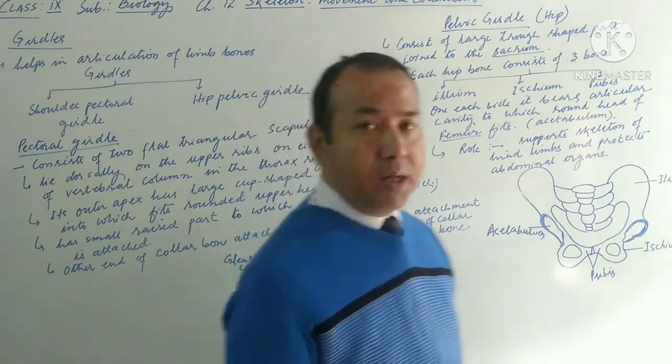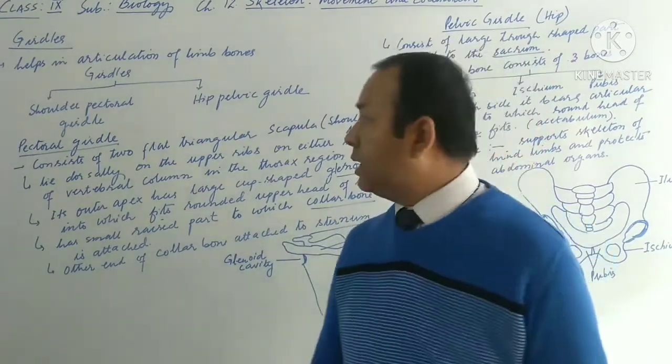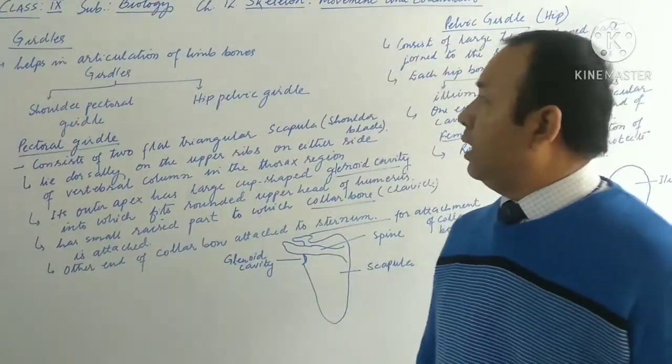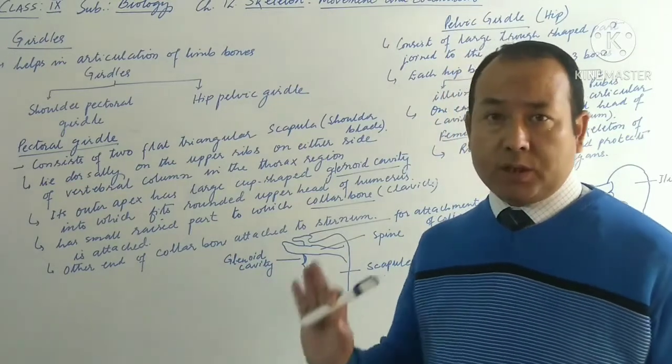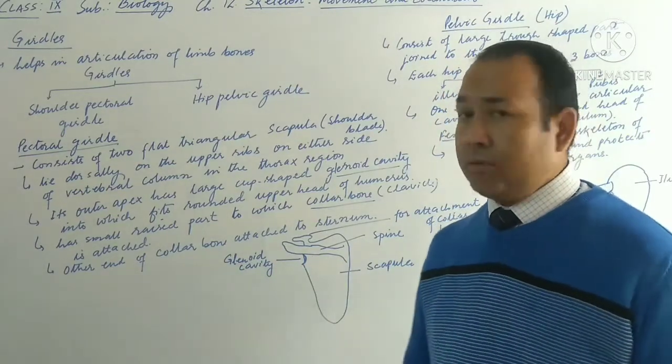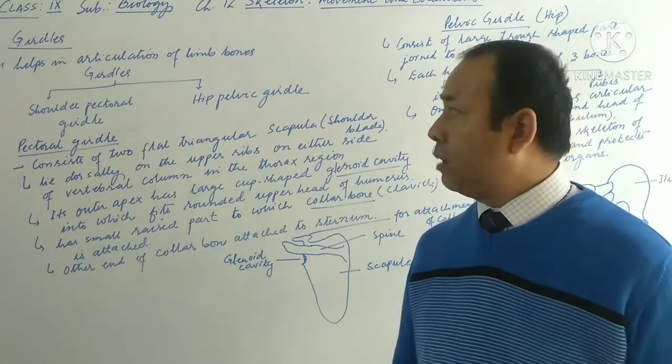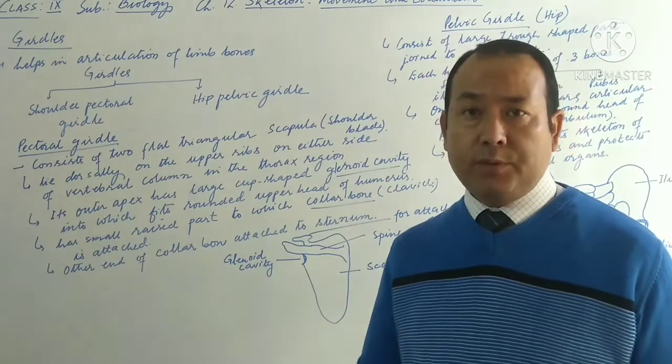So just now we completed pelvic girdle and pectoral girdle. The appendicular skeleton we have already completed, so the skeleton portion is completed. Now next comes the joints, about which we will study in the next video, students.